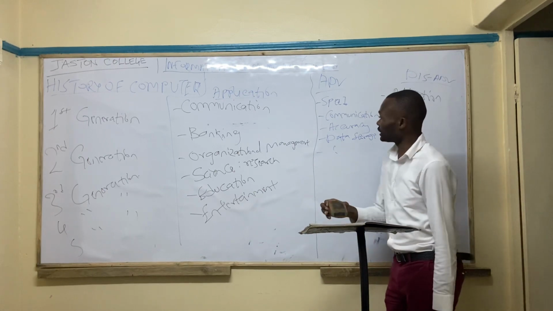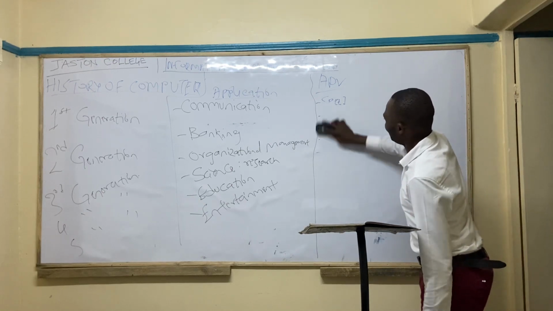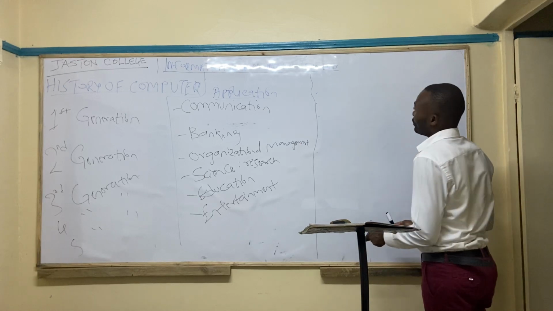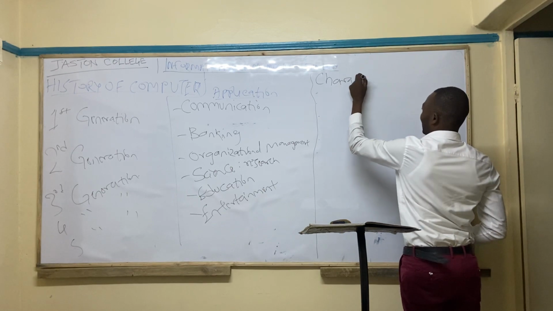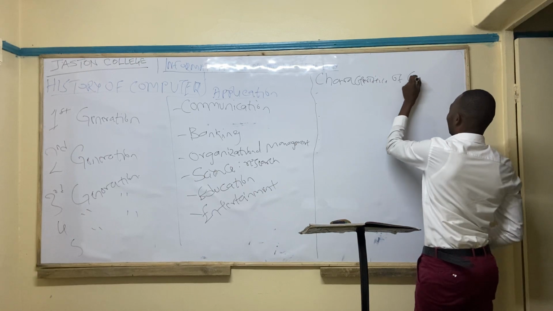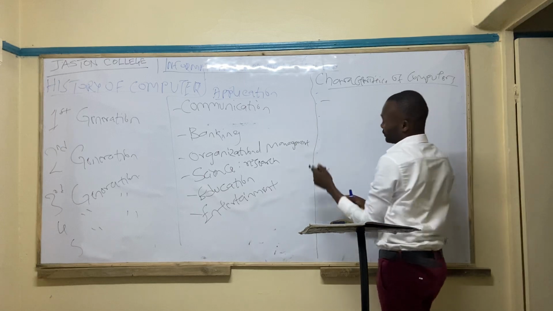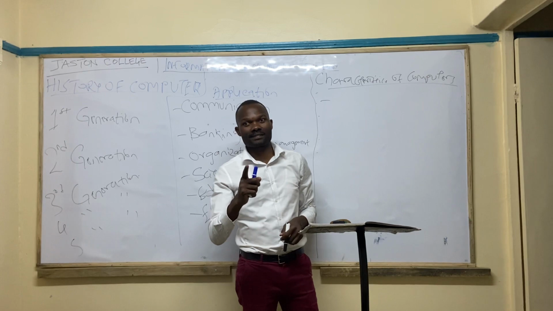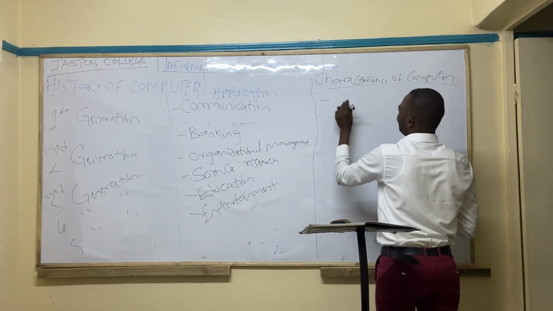So we checked the history, then the advantages and disadvantages of computers. Something else we want to check, ladies and gentlemen, is something called characteristics of computers. So what are the characteristics of computers? Number one, we talked about speed. They are very fast, so we call it speed.